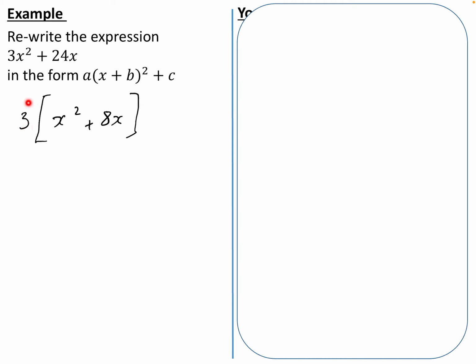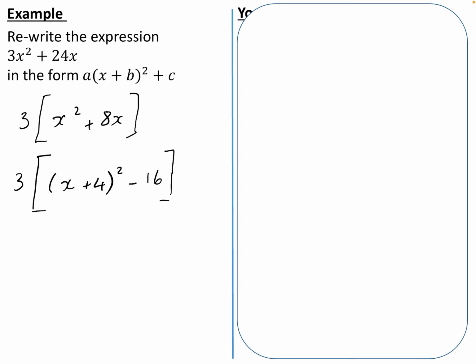Now looking at this, I've got that 3 there, and I'm just going to leave it outside some big square brackets. But inside the square brackets, I know how to complete the square on this. So I'm just going to complete the square, and this is where now my curly brackets are going to come in. Completing the square on this, I open up my brackets, and I add on half of the coefficient of x, close brackets and square, and then I must make sure to subtract this number squared. 4 squared is 16, so I subtract 16.